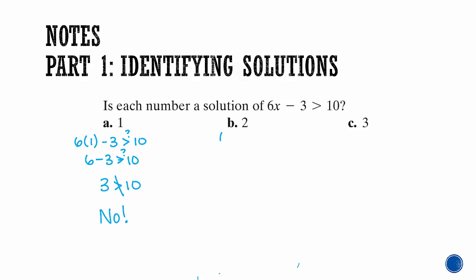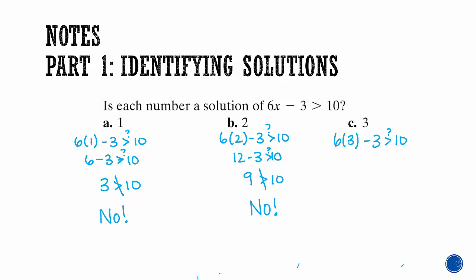Let's plug in 2. We end up with 12 minus 3, and we get that 9 is greater than 10, which again, not true, so no, this is not a solution. But this next one, we get 18 minus 3, is that bigger than 10? And it is. 15 is greater than 10. So that means 3 is a solution to that inequality. And it's just one of the many solutions to that inequality.